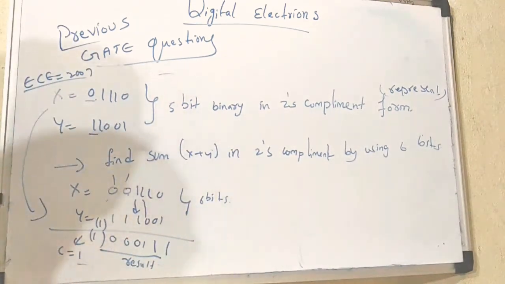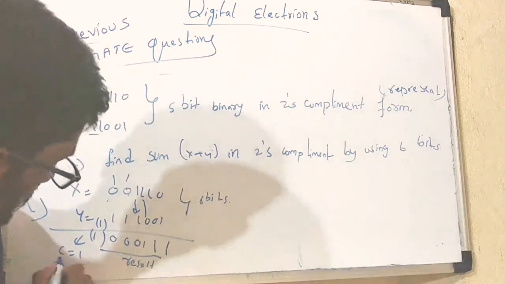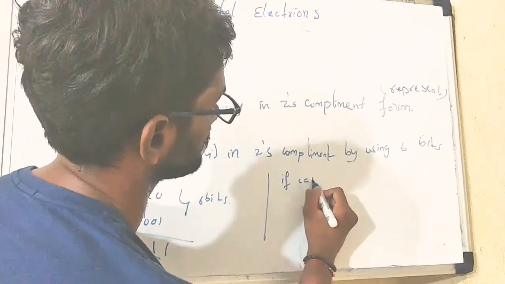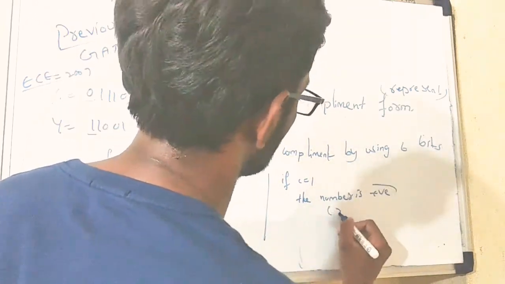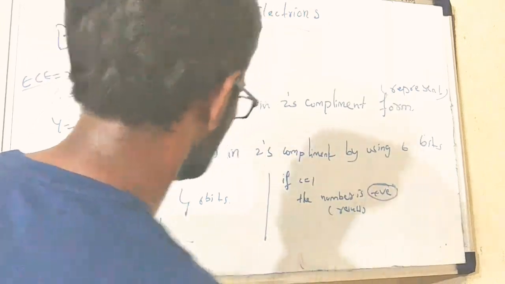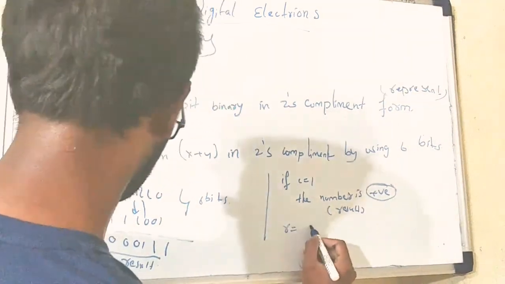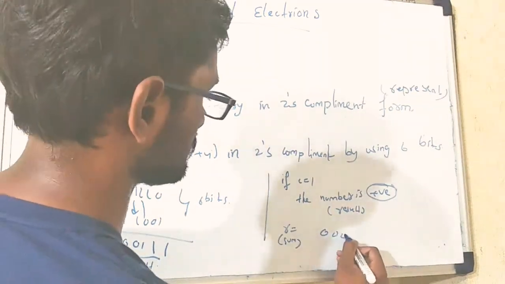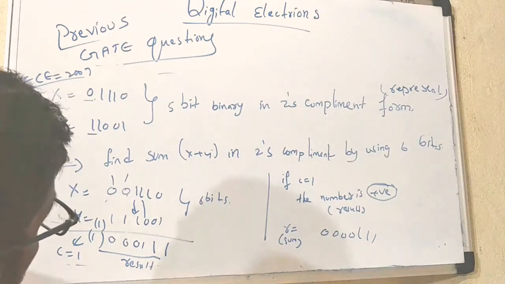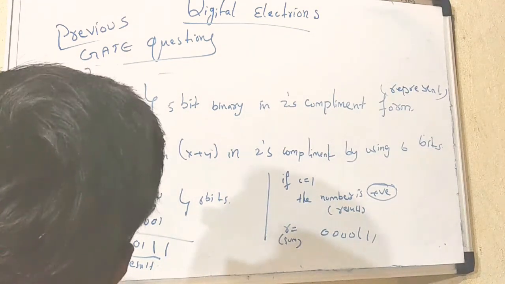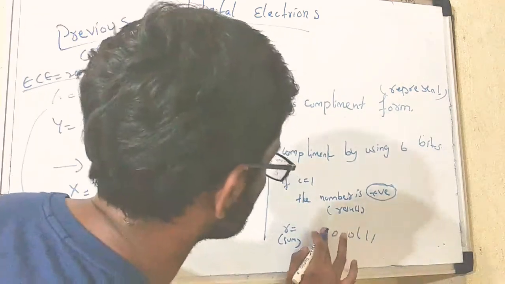Whenever the carry is 1 in 2's complement or in 1's complement, the number will be a positive number. The number is positive, that means the result is positive. Just discard the carry in 2's complement. The result that we are getting is the final sum, equal to 000111.